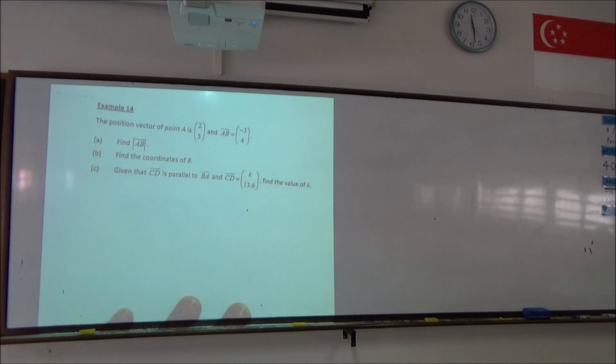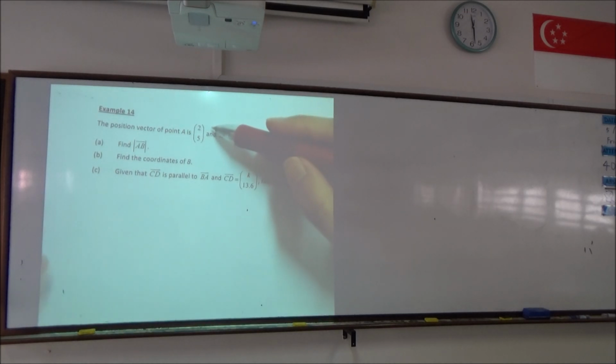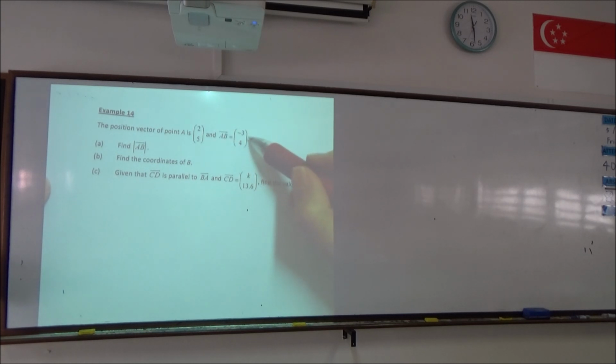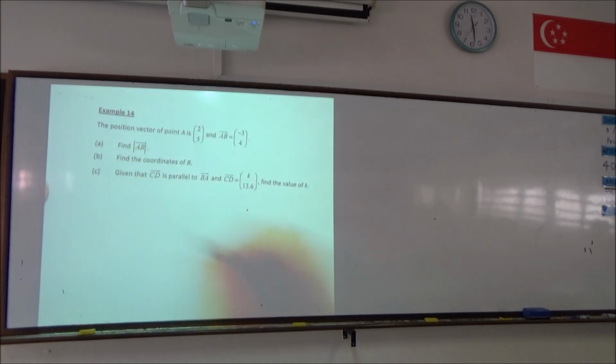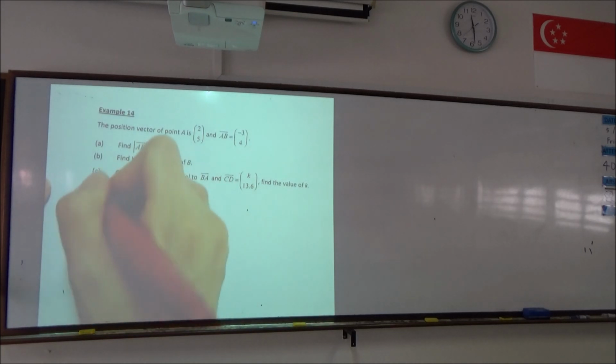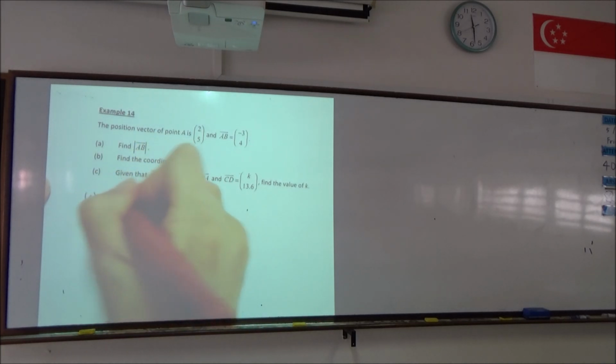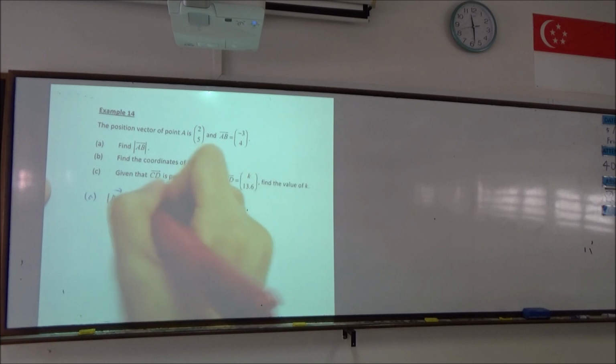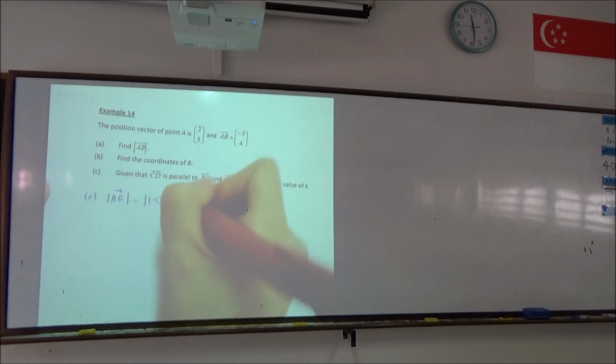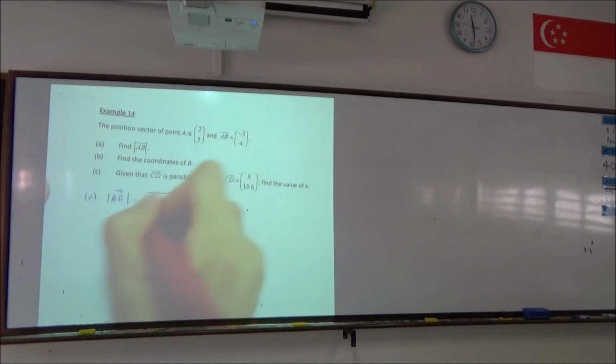Now let's look at example 14. The position vector of point A is given to be 2, 5. This means that OA is equal to 2, 5. And then AB is given to be negative 3, 4. Part A, we want to find out the magnitude of AB. We have done many magnitude questions already. You should get 5 units.